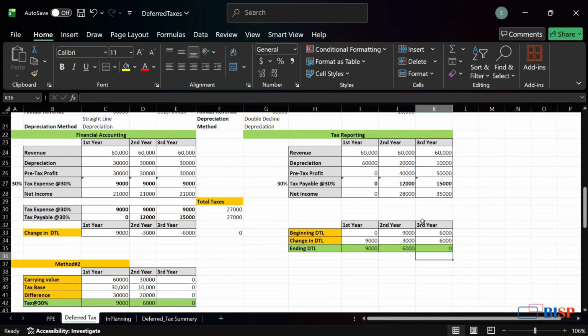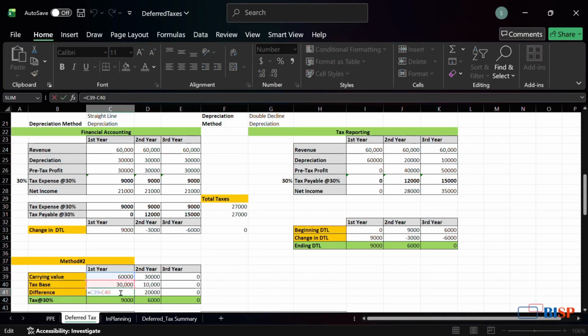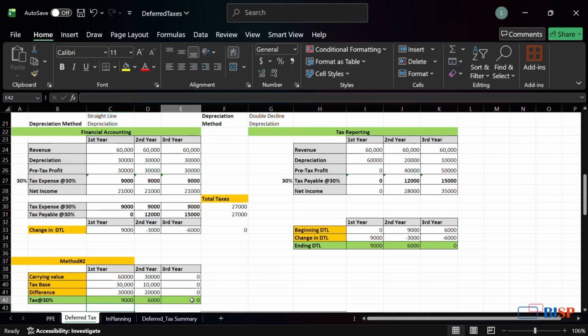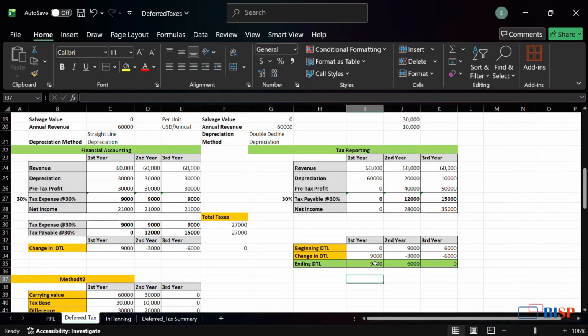At the bottom, we have also validated the same deferred tax using the balance sheet approach. Here we compare the asset's carrying value from the financial book with its tax base from the tax book. The temporary difference is calculated as carrying value minus tax base, and the deferred tax liability is simply temporary difference multiplied by rate. Notice that the deferred tax values are 9,000, 6,000, and finally 0, exactly matching the deferred tax liability calculated using the income statement approach. This confirms that our Excel model is working correctly and is ready to be implemented in Planning.